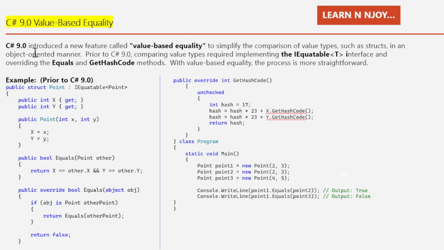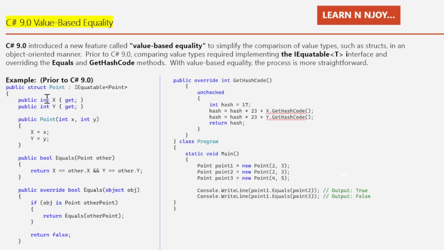in an object-oriented manner. As I discussed, prior to C# 9.0, comparing value types requires implementing the IEquatable interface and overriding the Equals and GetHashCode methods. So with value-based equality, the process is more straightforward. Let's first see how we do a value-based equality check prior to 9.0.